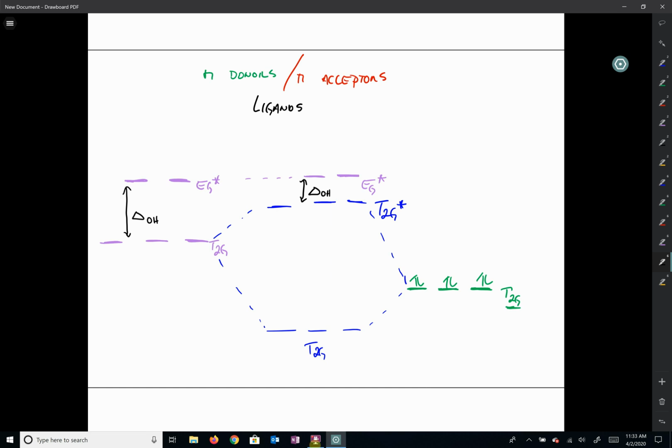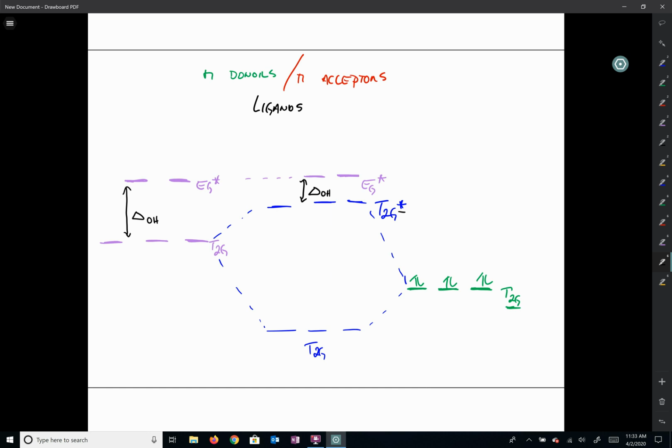And it also turns our T2G set into an antibonding orbital. Now remember, we talked about this in class also, right? The more you populate antibonding orbitals, the weaker the bonds tend to be. And remember, we're talking about weakening bonds to ligands, which doesn't necessarily mean it's a bad thing, right? It just is a thing that we have to pay attention to. Okay?